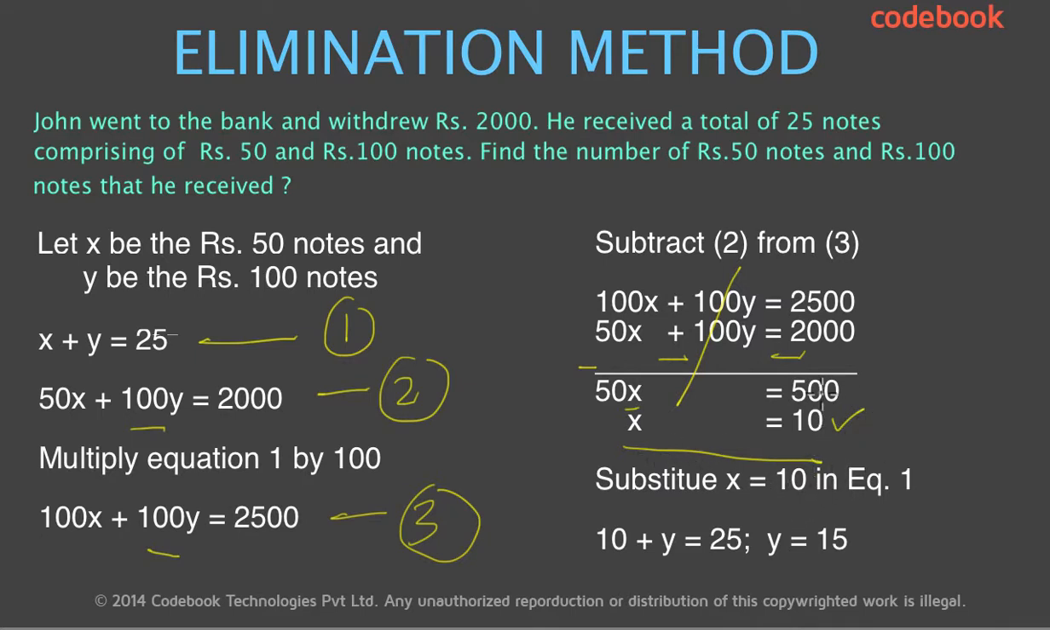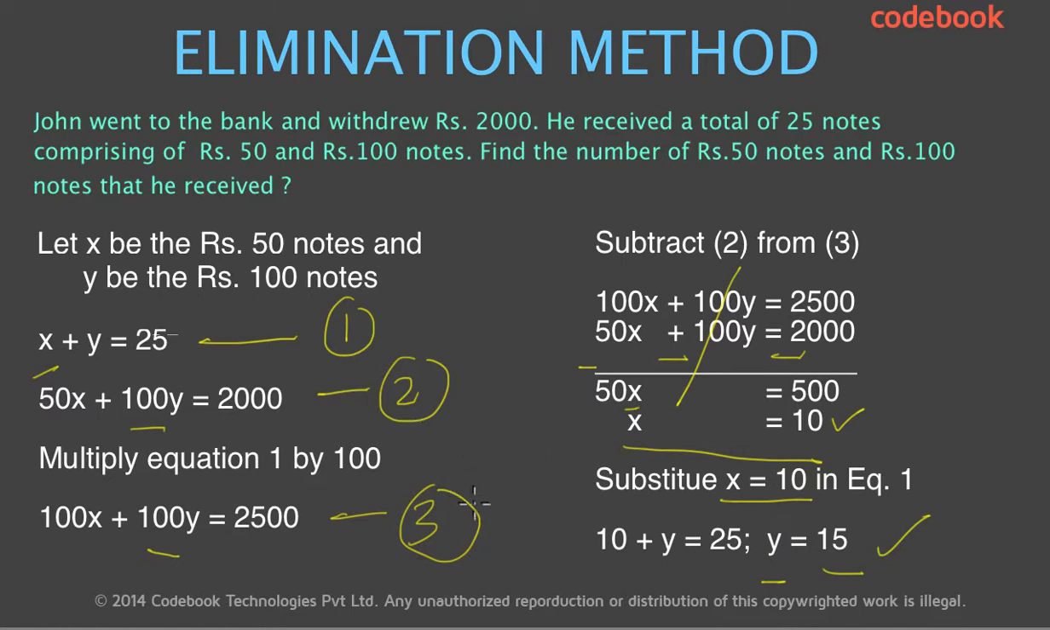Now that we have the value of x equal to 10, we can substitute that in one of the equations. So let's substitute x equal to 10 in equation 1. That is 10 plus y equal to 25. So y equal to 25 minus 10, which is nothing but 15. In this way, we have applied the elimination method to solve the linear equations in two variables.